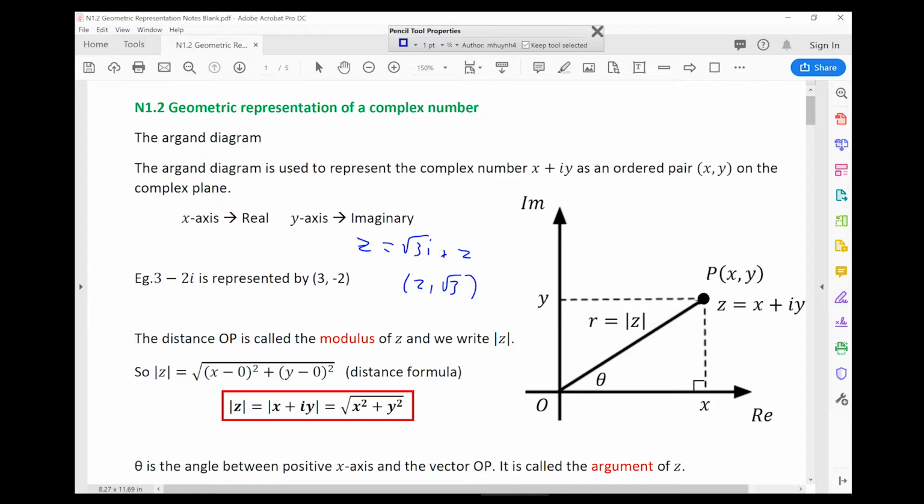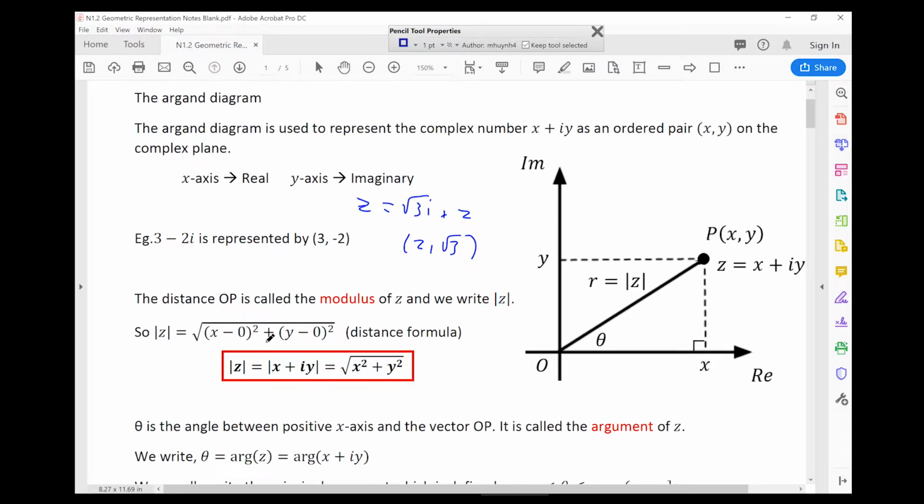All right, so the next thing we'll look at is the modulus. The modulus is pretty much the distance OP here. It's written similar to the absolute value signs, so that just means the modulus of z. As we can see, because it forms a right-angled triangle, it uses Pythagoras or the distance formula to find it.